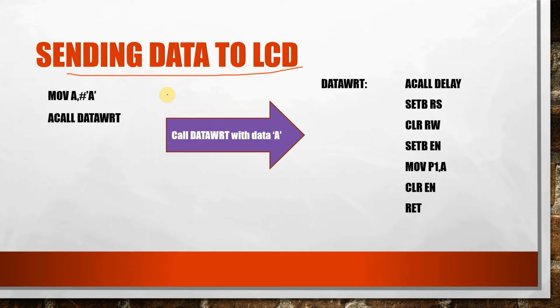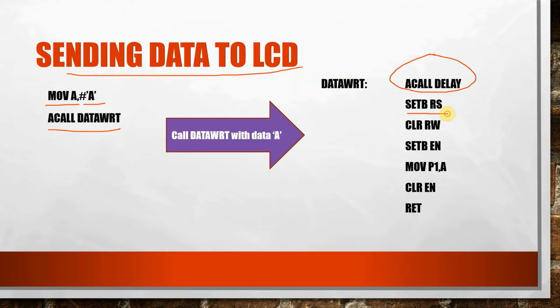The data is the pattern which needs to be displayed on the front panel of your LCD. Now send the data, or move the data into the accumulator. That is, we are moving A, that is to be displayed, then call the subroutine called data write. Now data write. Call delay, as we already discussed, to provide a delay between the two operations.